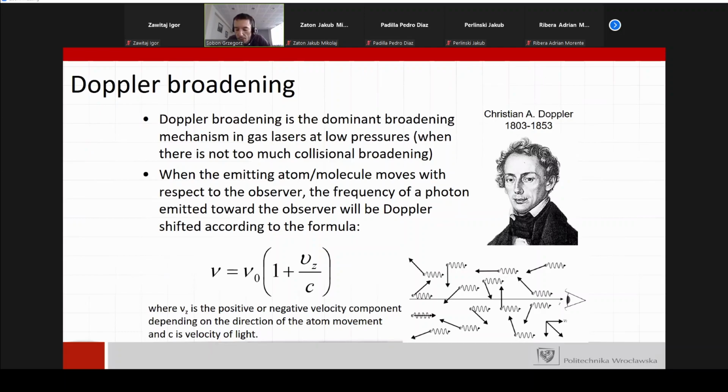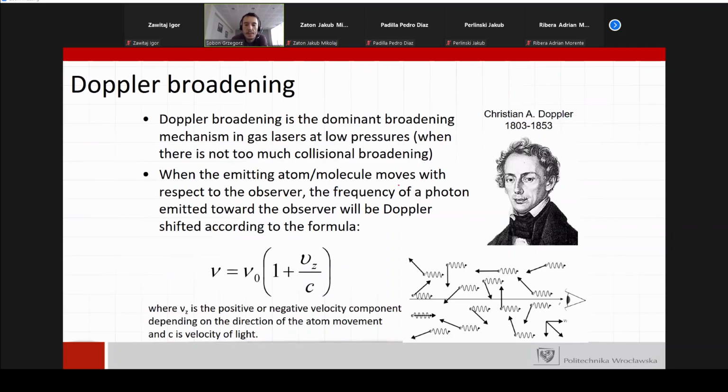And the third mechanism of line broadening is the Doppler broadening. So Doppler broadening is dominant in lasers which have low pressures. So when we don't have too much collisional broadening. So in the case we want to avoid collisional broadening, then Christian Doppler appears and introduces his Doppler broadening. So what is the principle of that?